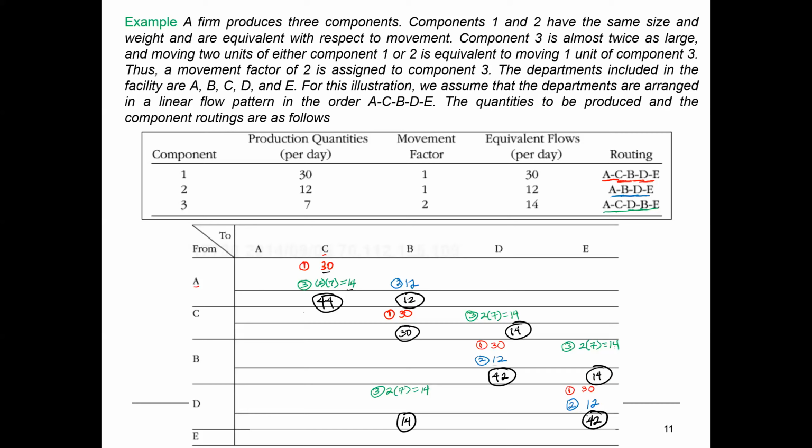All of the others that have no values, we can just say this is 0, 0, 0. This one is also zeros, 0, 0, 0, 0, and then 0 here, 0, and 0. So that's our from-to chart for this example.